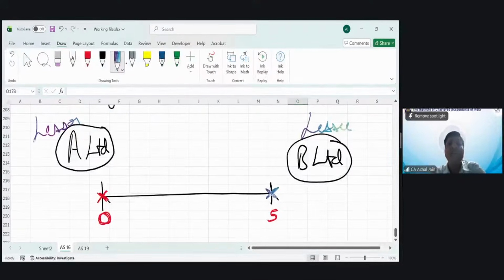Yes or no? Even though lessee is not the owner, effectively, if you look at the risk and rewards of this car, they have been moved to B Limited. So that's why you will say it's a finance lease.